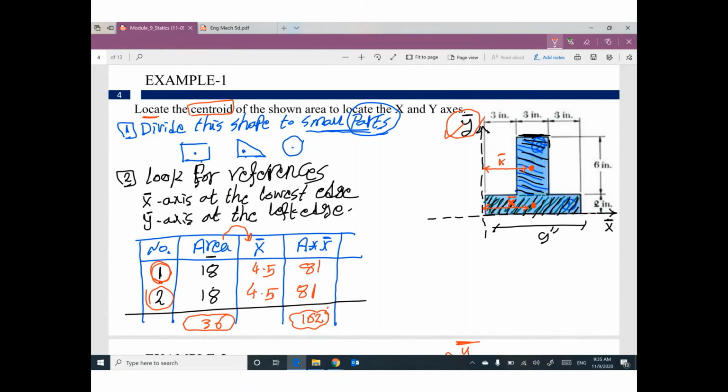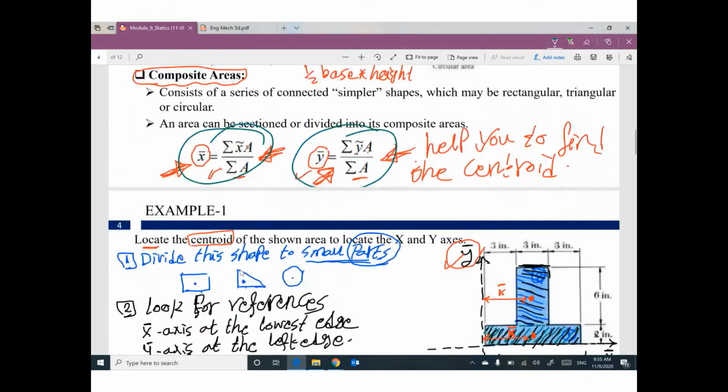Guys, do you know what is the meaning of this number? This number means summation area. This number means summation area times x bar. Can you go back to this expression and say x bar for the centroid you are looking for will be summation area x bar divided by summation area.